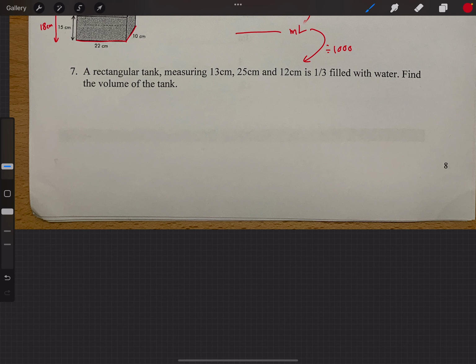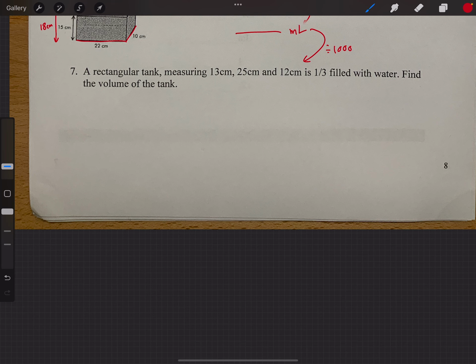So let's see, this is 25 by 13 by 12, it doesn't matter, something like this. So let's find the volume of the tank when it's full. That means the volume when it's full will be 12 times 13 times 25. Get the answer there. And now we want the water to be only 1/3 full, not full.